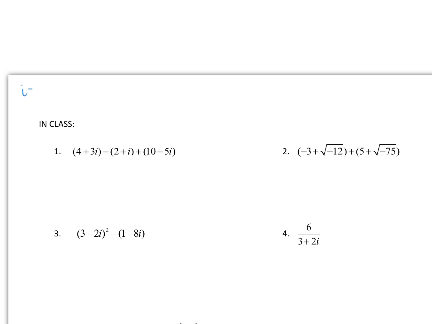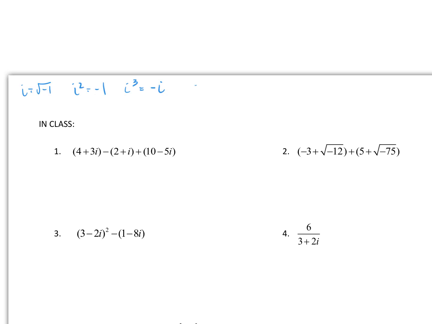Okay, so i is the square root of negative 1, right? So then by definition, i squared would be equal to negative 1. So then what is i to the third? Just kidding. Negative i, because you're taking this negative 1 and multiplying it by i, right? So it's negative i.